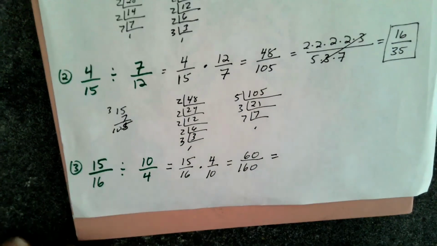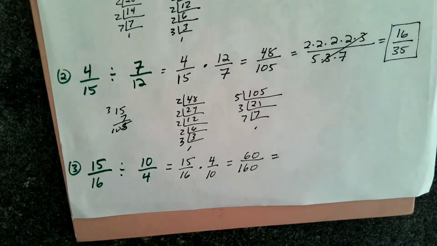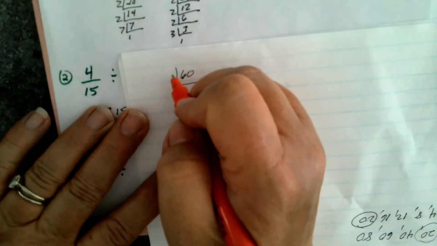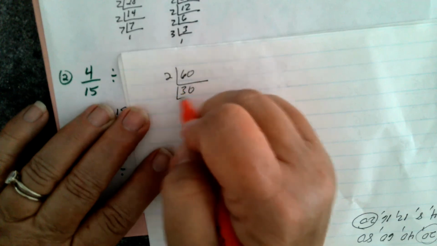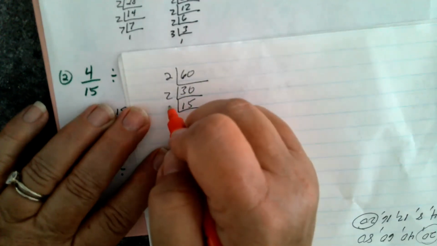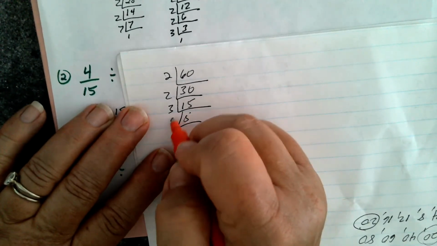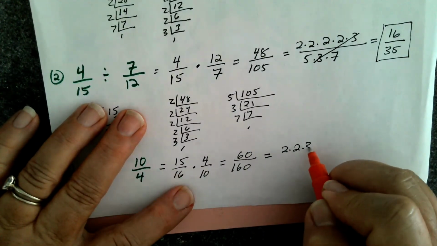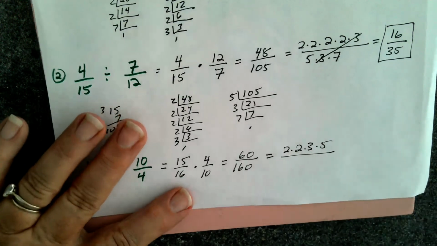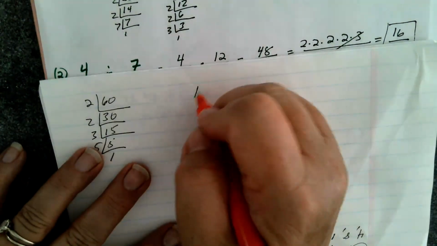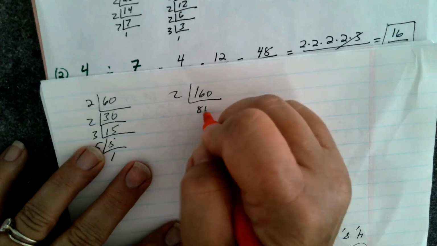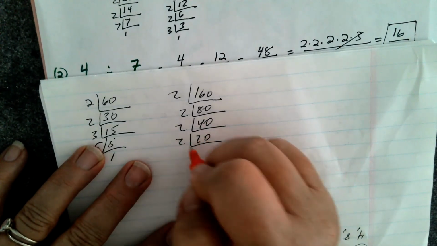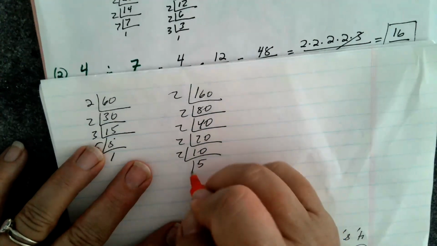And again, I'm going to do my factor ladders for both. So I'm going to go to my papers in my room. So here's 60. So 2 goes into that 30 times, 2 goes into that 15 times, and then 3, and then 5. So 2 times 2 times 3 times 5. And then 160, 2 goes into that 80, 2 goes into that 40, 2 goes into that 20, 2 goes into that 10, 2 goes into that 5.